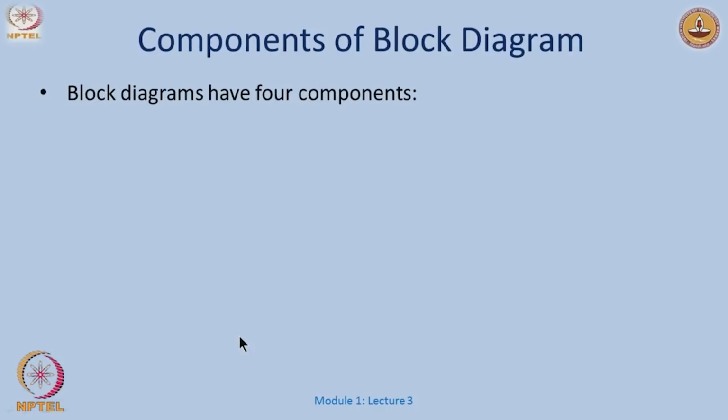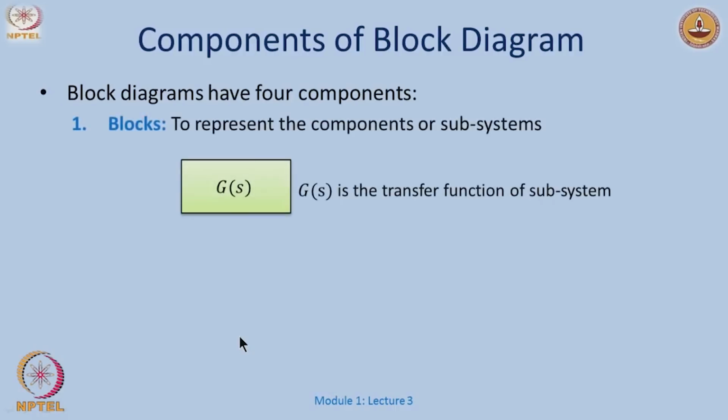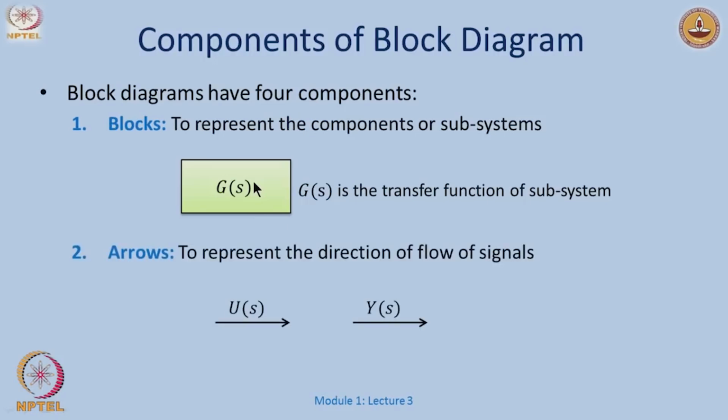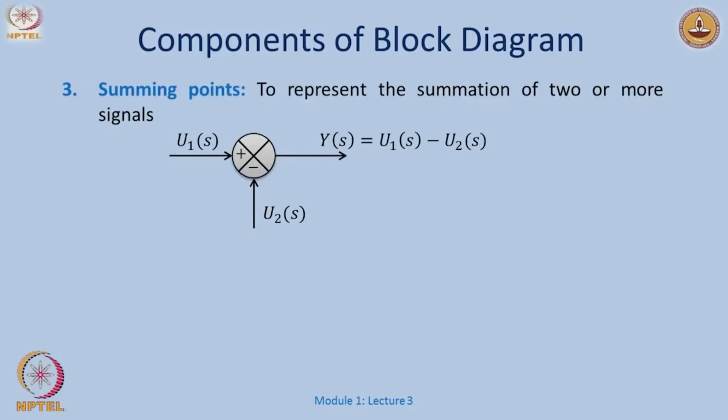Okay. So, the simple building blocks for block diagrams are of 4 components. One, I will have G(s), which is the transfer function as we have defined so far. I will have arrows to represent the direction in which the signals flow. Then I will have summing points. I have a signal U1, a signal U2, with a plus and a minus here. The Y(s) would be computed as U1(s) minus U2(s). If there is a plus here, it will simply be U1(s) plus U2(s).